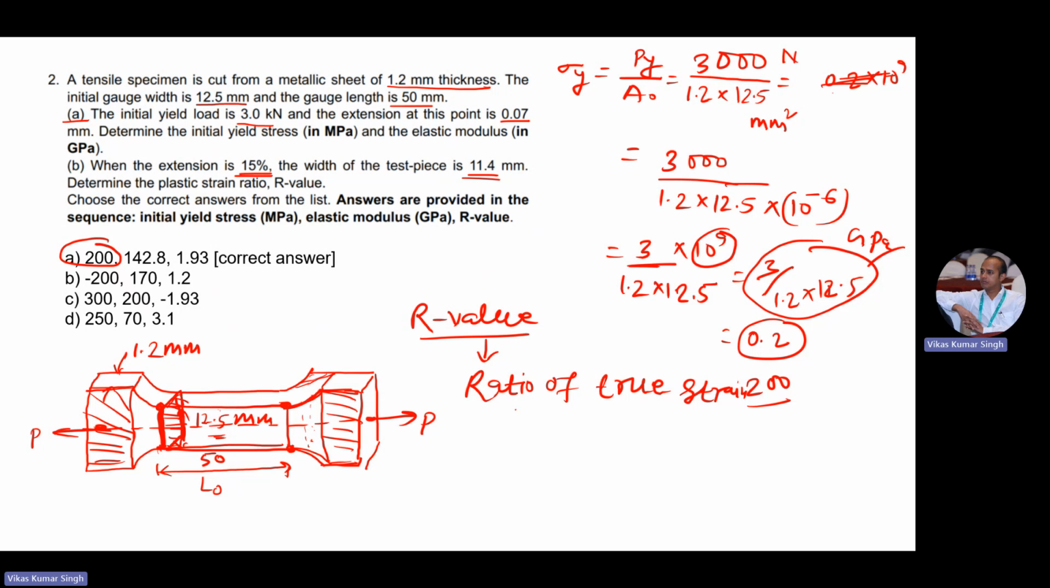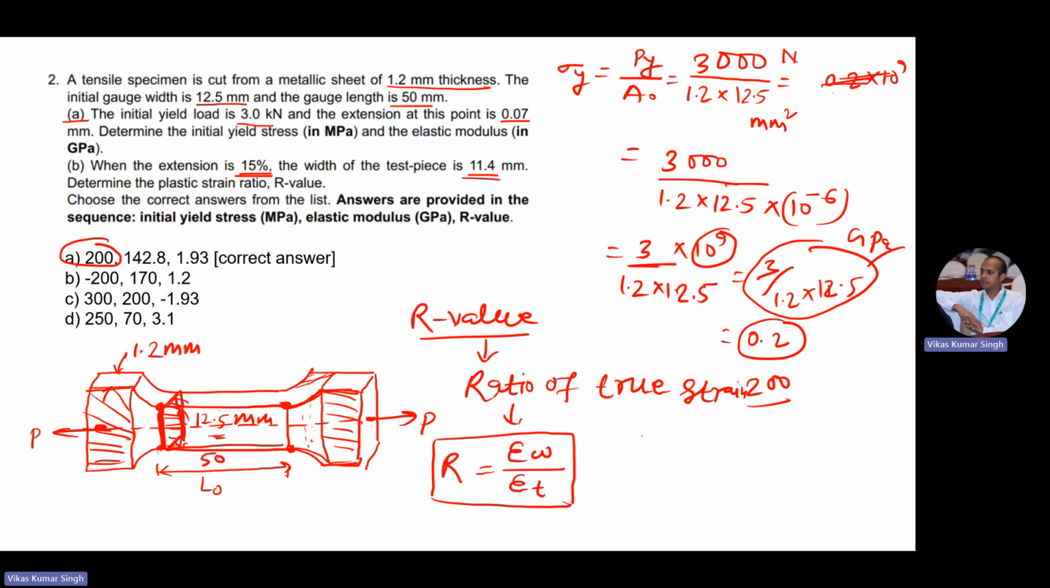The ratio of true strain means which true strain? Generally, it is the true strain in the direction of width divided by the true strain in the direction of thickness, and this is nothing but R, the R value. What is the meaning of this? What is the significance of this? I will explain.